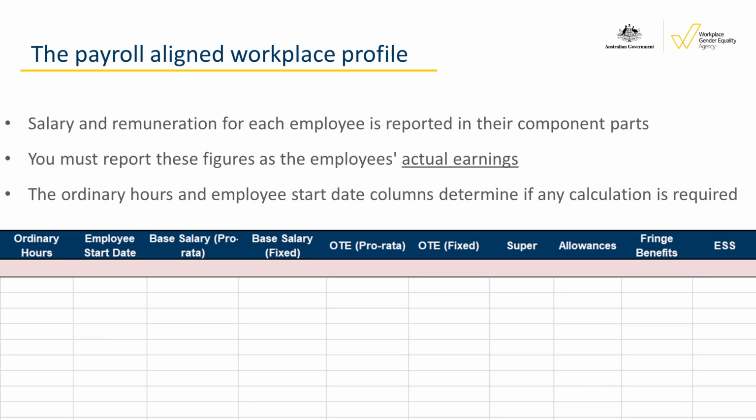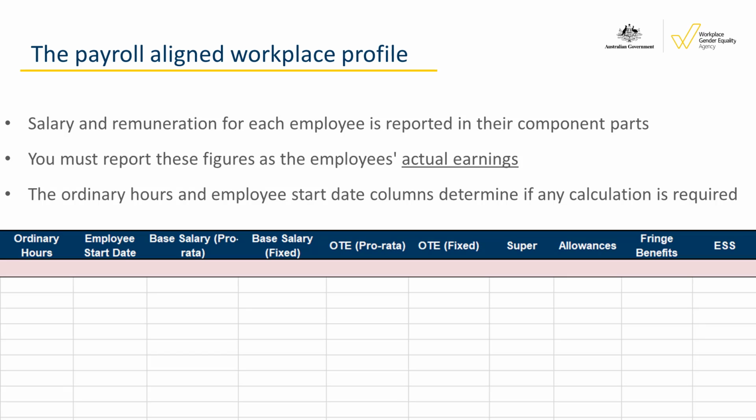The alternative file to use is the payroll aligned file. More data entry is required. You must provide the actual amounts paid to each employee in their component parts shown on the screen. Some payment types are split up by whether they were fixed or one-off, or whether they were pro rata. You must also provide an ordinary hours figure and an employee start date that corresponds to information you provide on the explanation tab of this file.